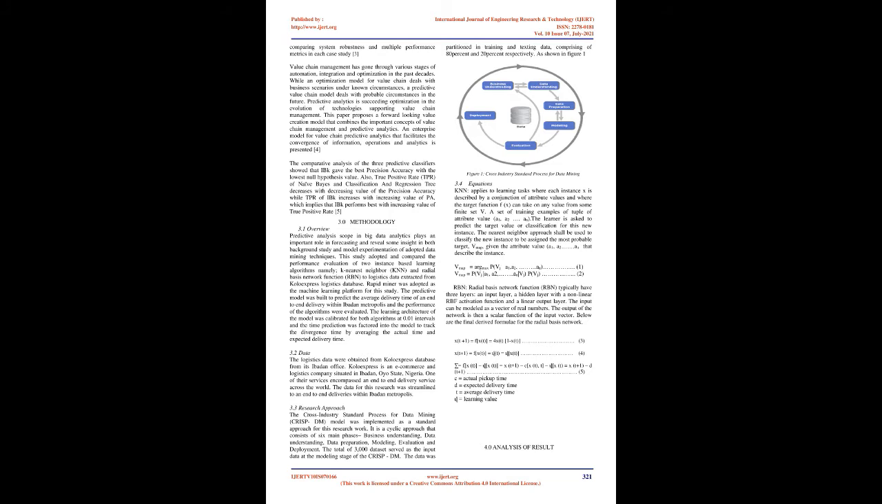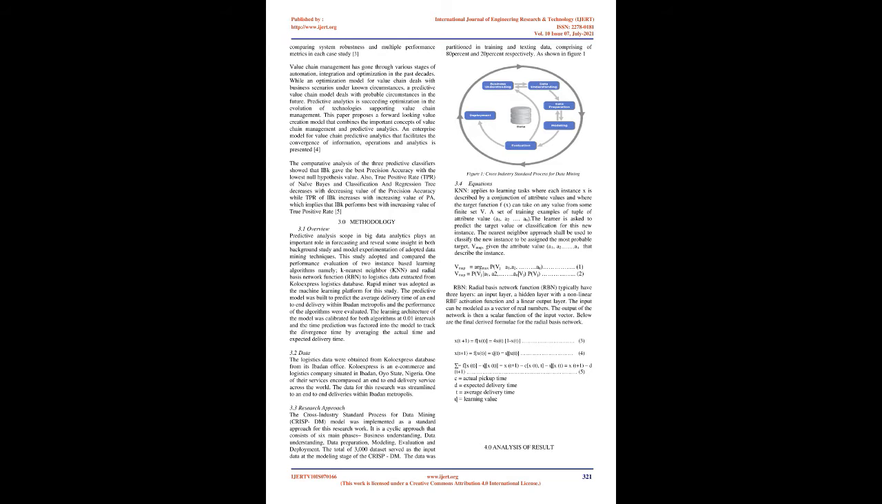An enterprise model for value chain predictive analytics that facilitates the convergence of information, operations, and analytics is presented. The comparative analysis of the three predictive classifiers showed that it gave the best precision accuracy with the lowest null hypothesis value. Also, the true positive rate, TPR, of naive Bayes and classification and regression tree decreases with decreasing value of the precision accuracy, while the TPR of IBC increases with increasing value of PA, which implies that IBC performs best with increasing value of true positive rate.